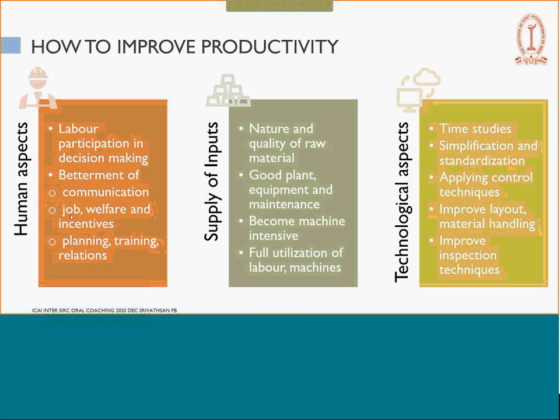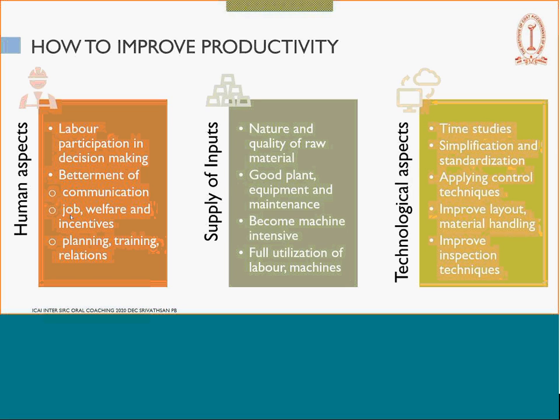A supply of inputs. How to improve my productivity using better inputs. Better quality raw material gives me better quality output. If I buy poor quality raw material, my output is also going to be bad. So remember that. And then equipment, very good equipment, my output will be better. If my equipment is not that great, my output will be of poor quality. If I have well maintained technology equipment, my output will be better.